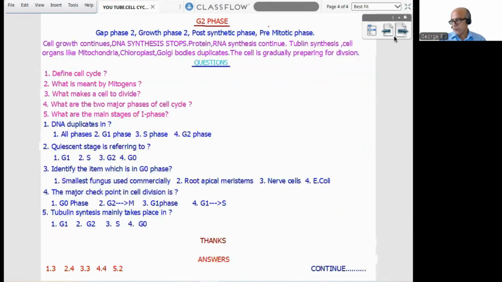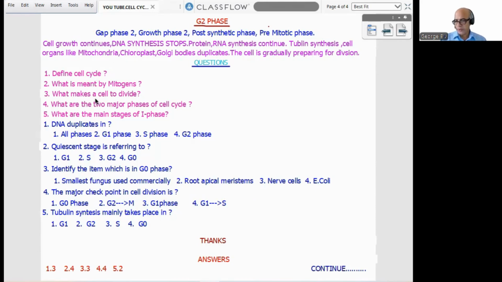Then comes the next phase, called G2 phase: gap phase 2, growth phase 2, post-synthetic phase, pre-mitotic phase. Cell growth continues, DNA synthesis stops, protein and RNA synthesis continue. And in G2 specifically, we can find tubulin synthesis, and cell organelles like mitochondria, chloroplast, Golgi body duplicate. Remember, most of the cell organelles duplicate in G1 phase, but mitochondria, chloroplast, Golgi body duplicate in G2 phase, and the cell gradually prepares for division.